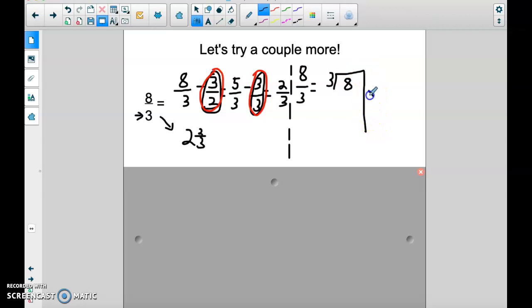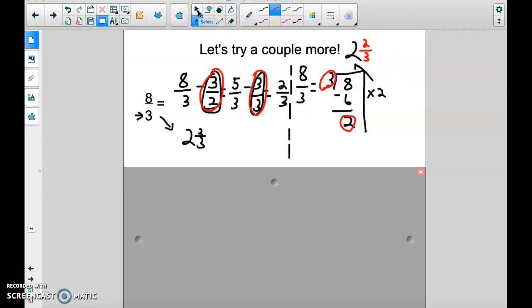Now I'm just going to multiply by 2. Subtract 6. Left with 2. I can't put another group of 3 into 2. So my answer here would be 2 wholes, because that's how many groups I put in. And then this 2 becomes my numerator. So it becomes my 2. And I need 3 in one group. So that becomes my new denominator.